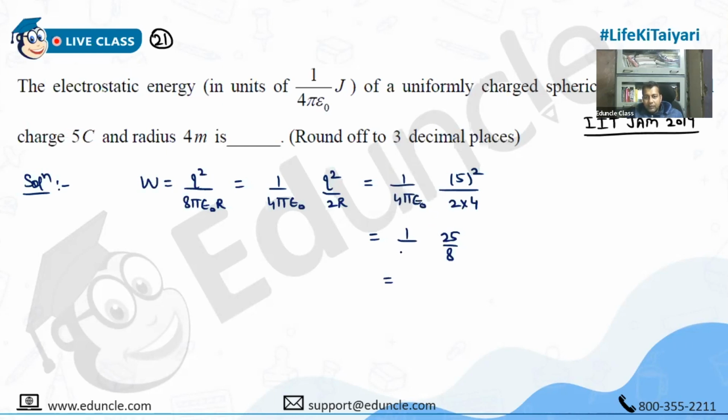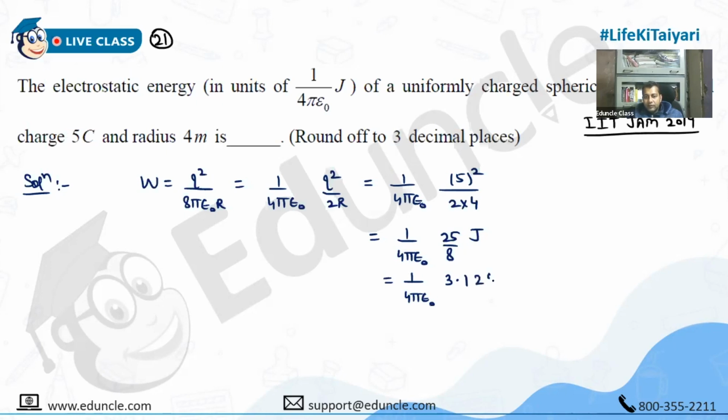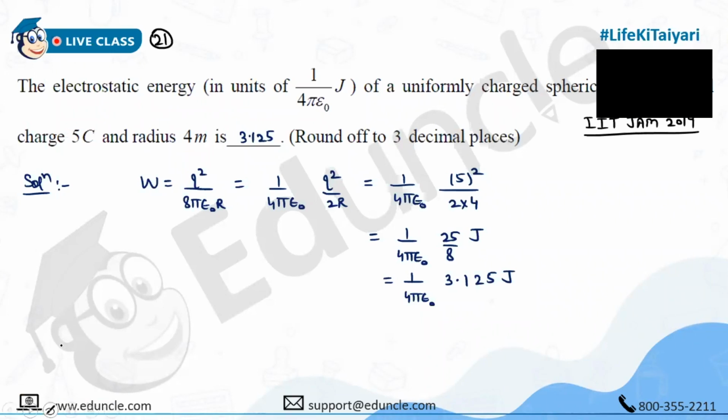Then you need to find 25 by 8, na. How much? 3.125. This is the answer. Please check. Clear? Yes, sir.